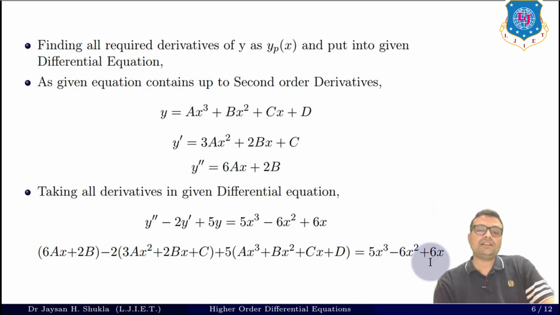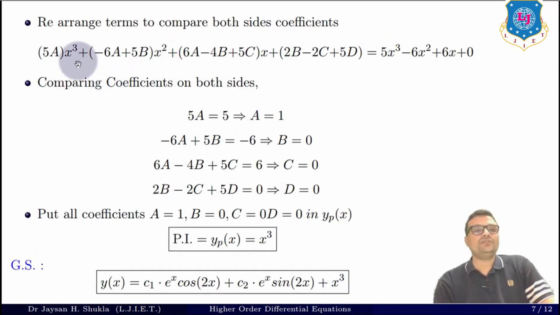Now I will collect all the different powers of x and then compare both sides for a, b, c and d. So if I separate the left hand side as coefficients of x cube, x square, x and constant, both sides are now comparable. So 5a is equal to 5, which gives me a equal to 1. Minus 6a plus 5b is equal to minus 6, which gives me b equal to 0. 6a minus 4b plus 5c is equal to 6, which gives me c equal to 0. And 2b minus 2c plus 5d is equal to 0, which gives me d equal to 0.